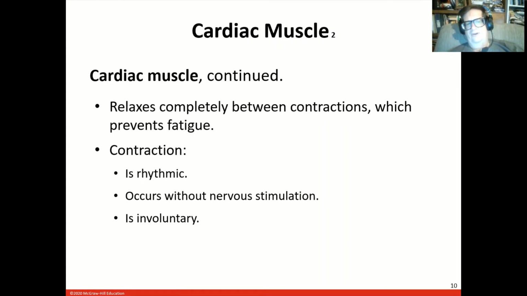And if you're old and constipated and have trouble passing fecal matter, getting rid of waste, might stimulate it enough for you to black out because you're not getting enough blood to the brain. This happens all the time. So occurs without nervous stimulation. There are actually nervous signals that will slow it down, speed it up, hormonal stuff, obviously.